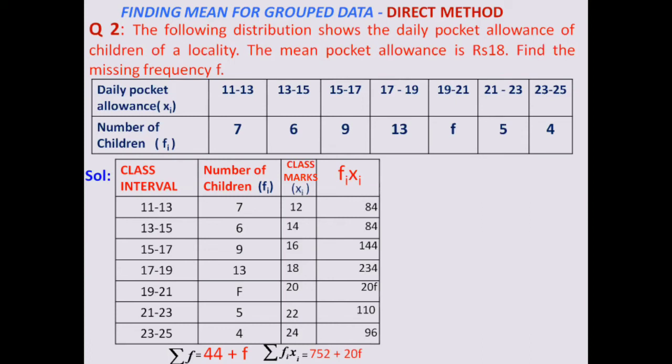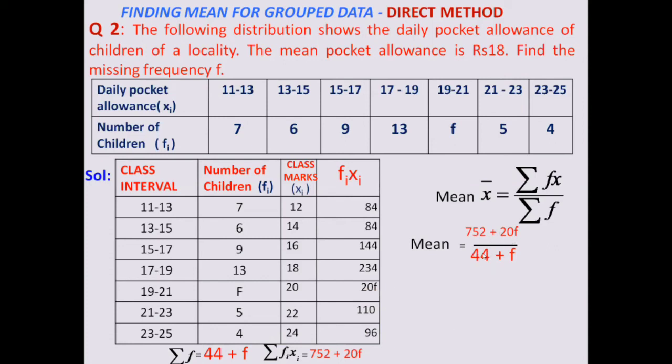Now here we have f and f, but we are unable to solve directly. Here we have to use the formula again. Mean is equal to x bar is equal to sigma fx by sigma f. Don't forget the formula. If you forget it, we are unable to solve any problem. Remember it compulsorily. In place of sigma fx, we copy the value 752 plus 20f. In place of sigma f, we copy the value 44 plus f.